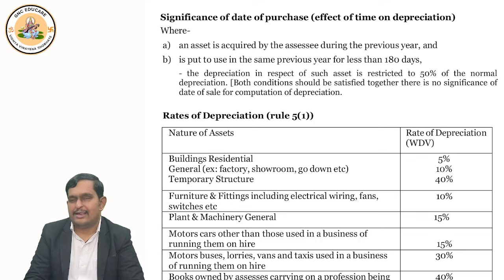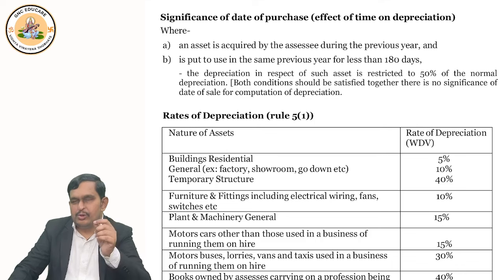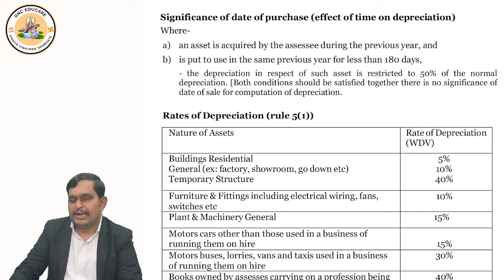Suppose you purchase the asset for 1 lakh rupees. Now, generally 10% depreciation. Correct? 10,000 is the amount of depreciation. 1 lakh into 10%, 10,000. But in the year of purchase, because you used the asset for less than 180 days, then you will only get half depreciation. So will you get 10,000 depreciation? No. You will get 10,000 into 1 by 2, only 5,000 depreciation. Now this rule is only for the first year, that too only the year of purchase.